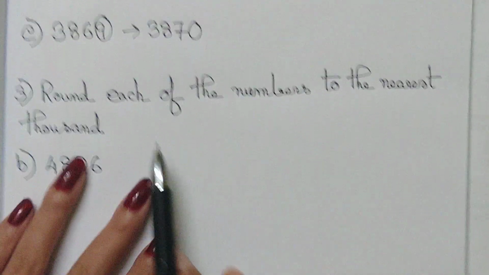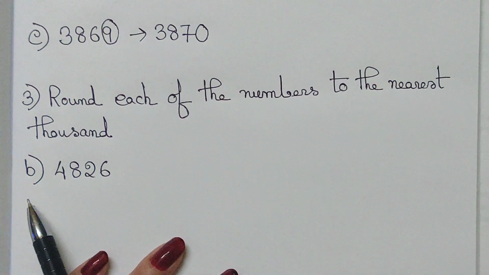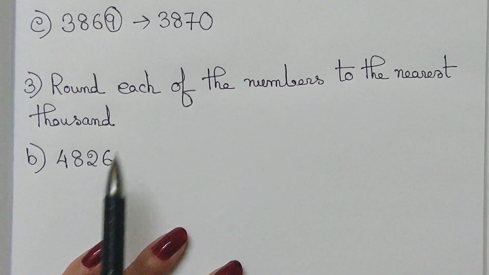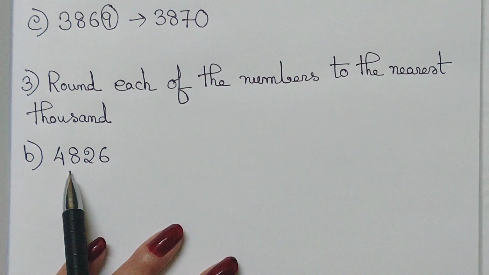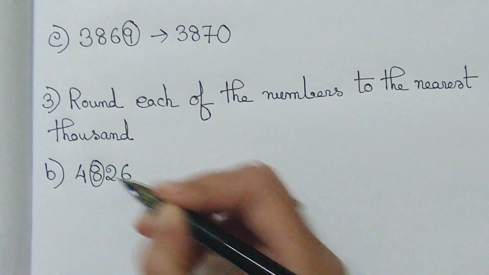Number 3. Round each of the numbers to the nearest thousand. Number B we are going to solve. 4826 is given. So nearest thousand, that means I will be considering this hundreds place. So I am encircling it.